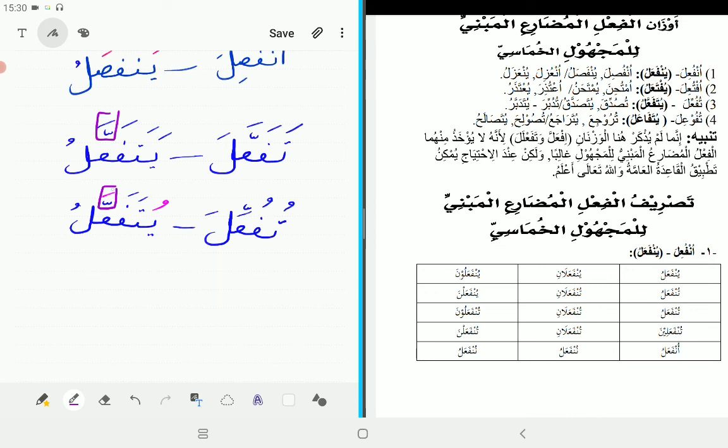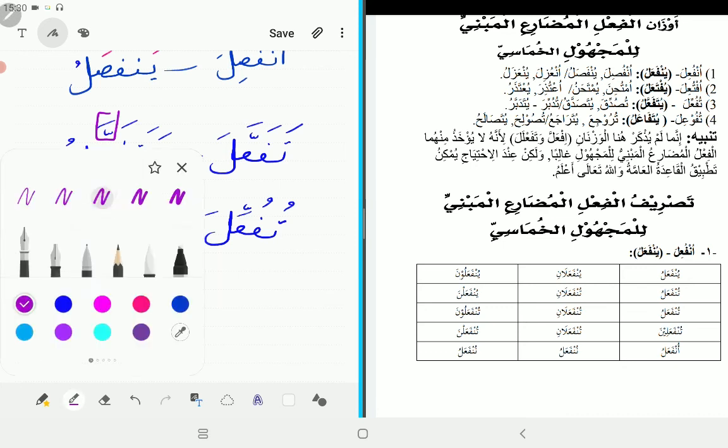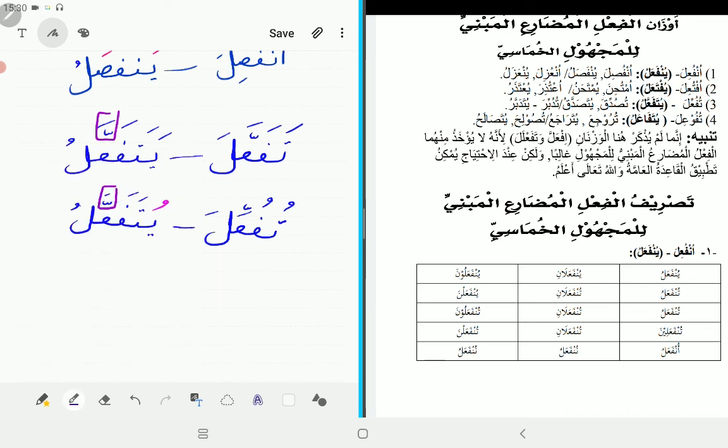We didn't really make a change here. Even I don't have to change the color to pink. I can just leave it as blue because there's no actual change that happened here, as you can see. So there's only one change: يتفعل. Okay, so let's take an example.